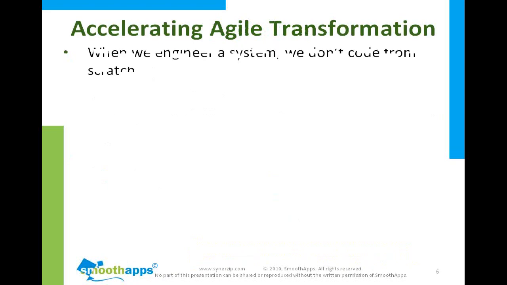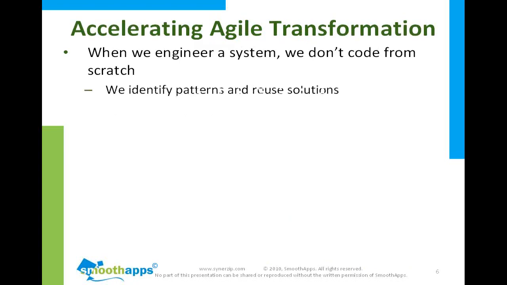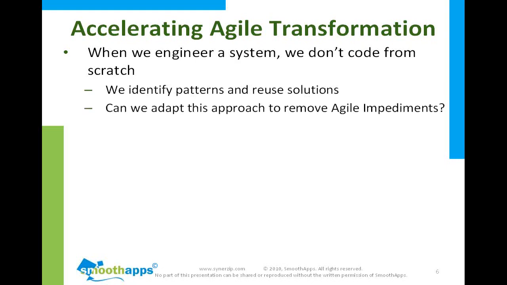The key point here is that when we engineer a system, we don't really code from scratch. We're going to scour the internet and try and find out, well, what patterns can I identify and can I reuse something that somebody has already done there? Can I extend a class, for example? The question is, we already use this approach for engineering systems. Can we extend or adapt this approach to removing agile impediments? And that's the central question we'll be talking about today.